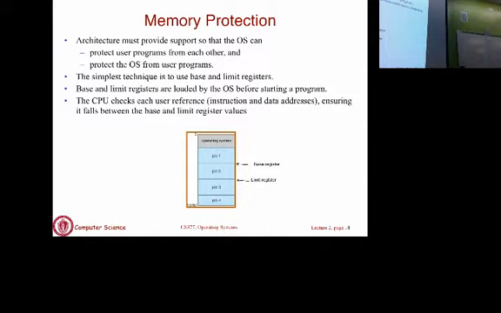The hardware support that you have in place to do that is two registers called a base register and a limit register. The base register, as is shown here, points to the starting address of that process. The limit register points to the ending address of the process. So let's say the process is laid out from address 100 to address 200. The base register will have the value 100, the limit register will have the value 200. That's the region of memory allocated to that process.